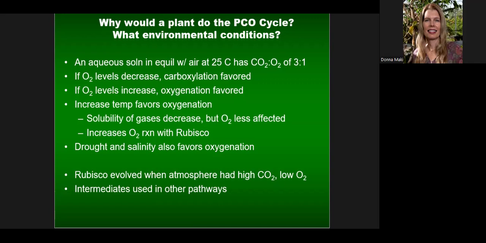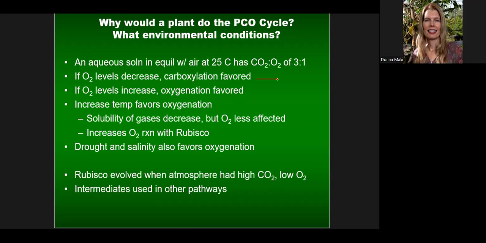And so if you keep the oxygen levels low, that's great because then you'll have carboxylation. But if the oxygen levels increase, so the plant sees more oxygen compared to CO2, then you get oxygenation. So the solubility and the amount of gases is tipped towards CO2, but there's a tipping point where it'll flip and oxygen will get more abundant if the plant closes down its stomata. Then oxygen becomes more abundant around Rubisco.